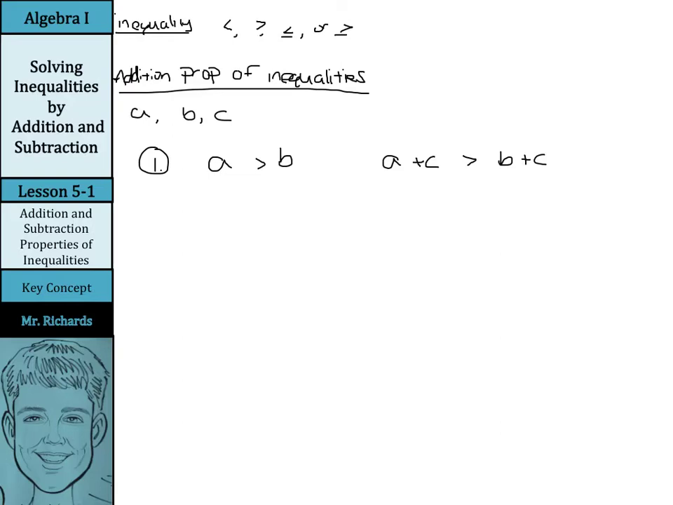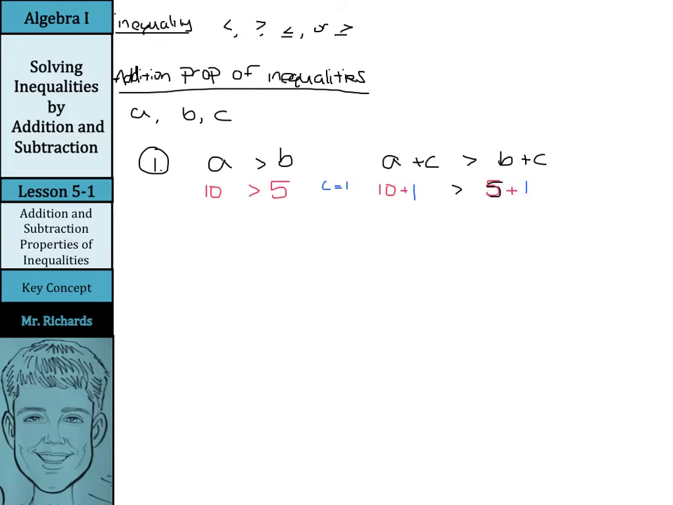Now, if we come up with a couple of numbers for this, let's say A is 10, and a number less than 10, or 10 is greater than 5. Let's just say that C is equal to 1. Then I am saying here that 10 plus 1 needs to be greater than 5 plus 1. Well, 11 is greater than 6, so that's true.